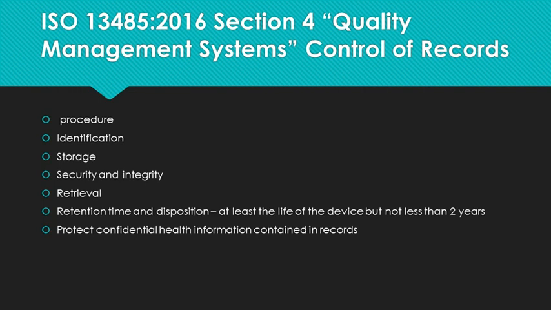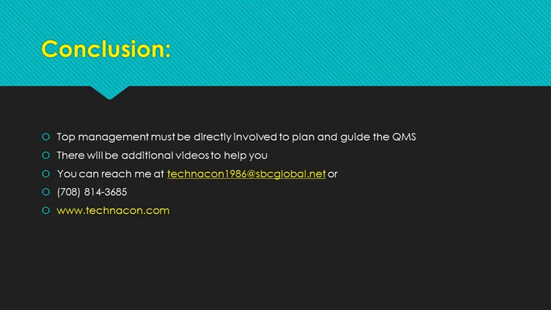Okay, take a deep breath. We've finished with Section 4 of ISO 13485. The next video covers Section 5, Management Responsibility. Management responsibility is focused on planning and communication. So there you have the quality management system as addressed in ISO 13485 2016 Section 4.